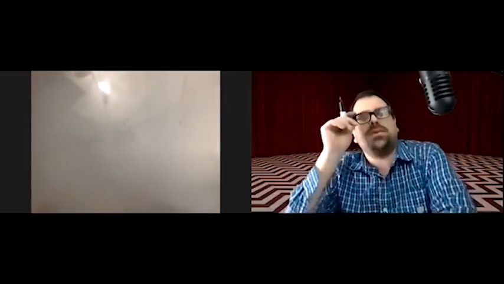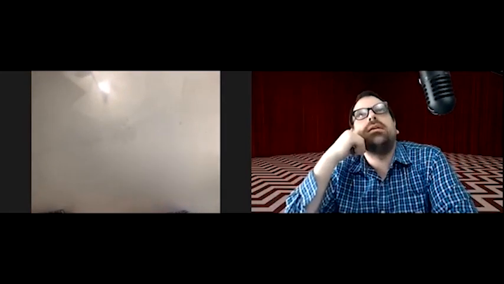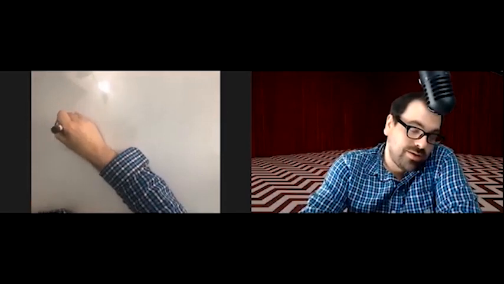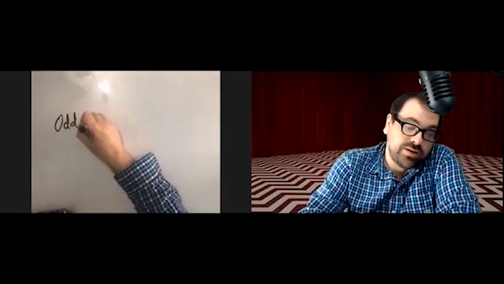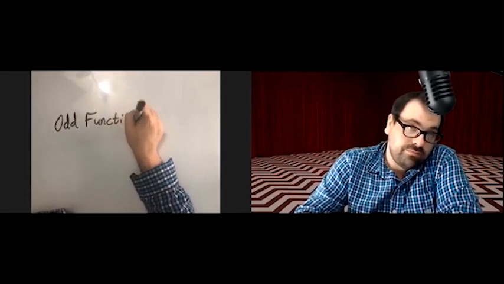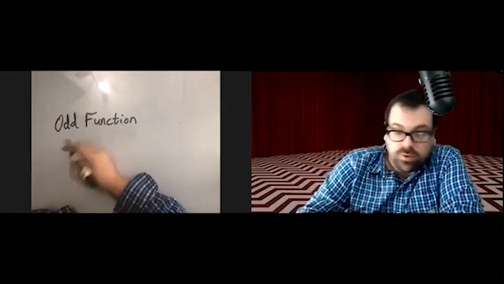So I've given enough time here, maybe your mind started to think ahead. If an even function has y-axis symmetry, does an odd function have x-axis symmetry? Turns out no.